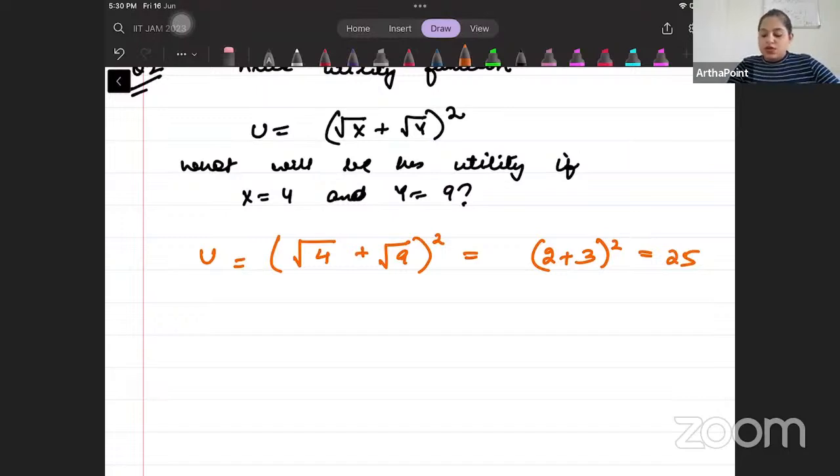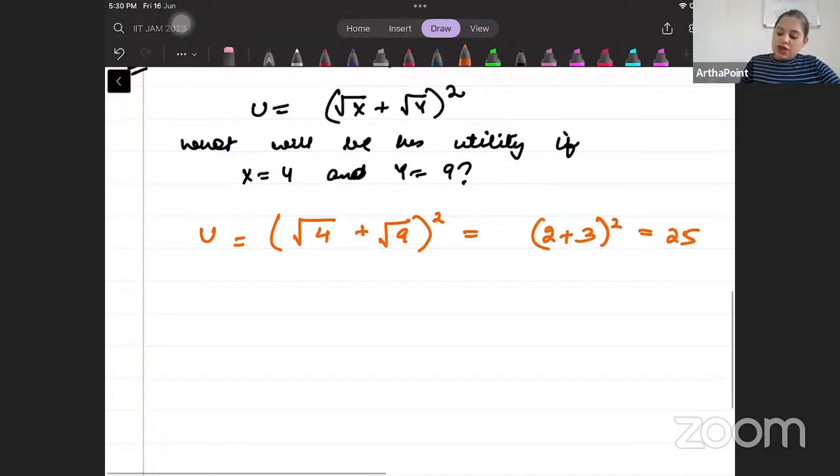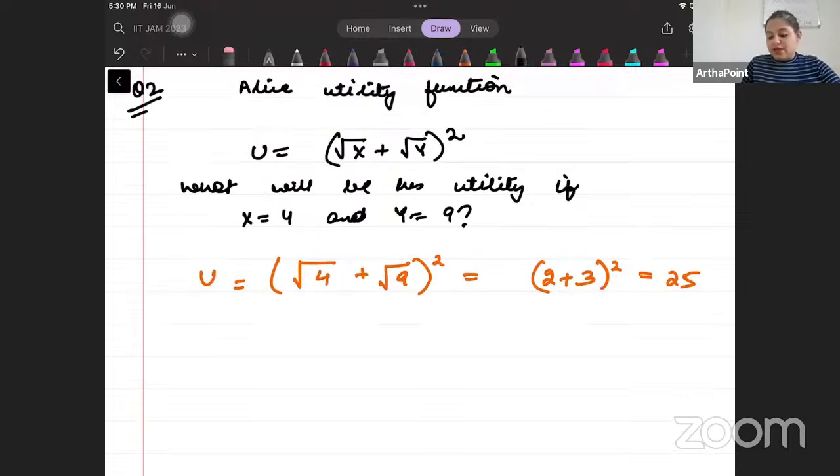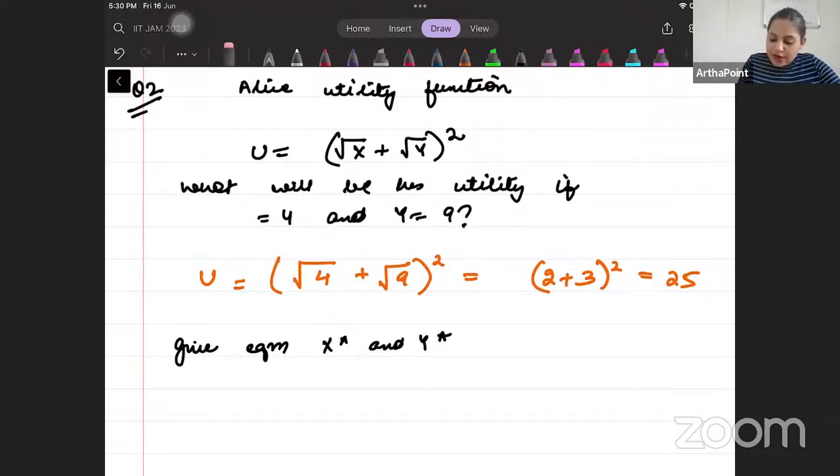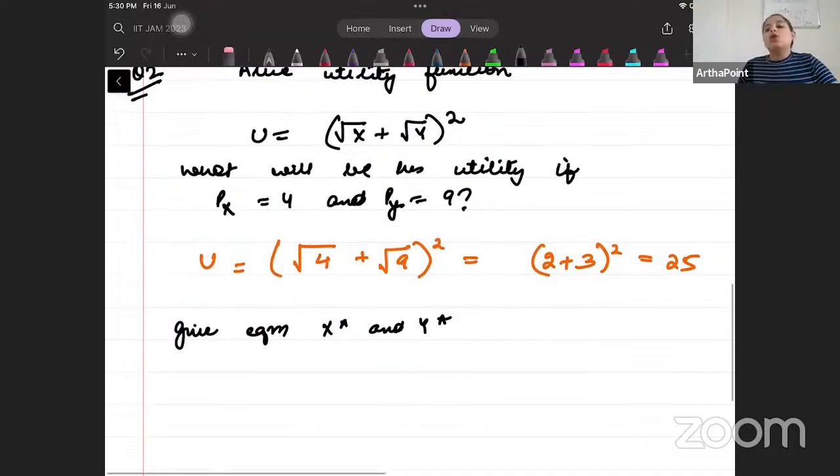Now, suppose in the exam, they ask you to give the equilibrium x star and y star. And suppose that this is not x and y. Suppose that this is px and py. This is not x and y. This is px and py. I'm giving you this as a homework. Try this question. How will you solve it?